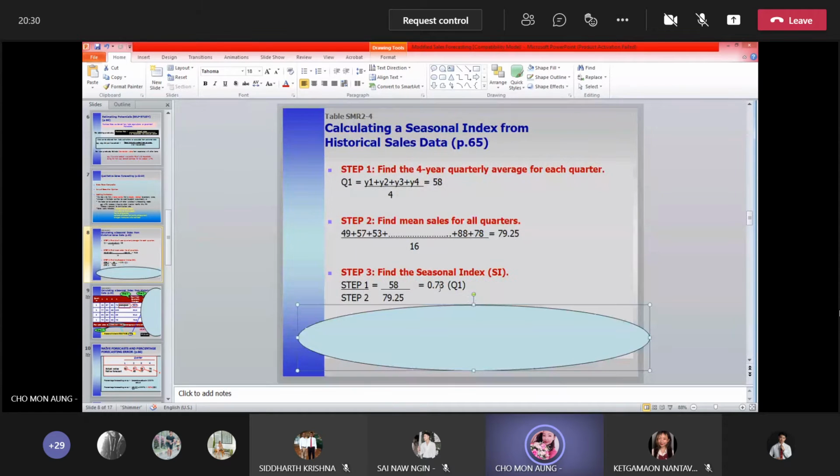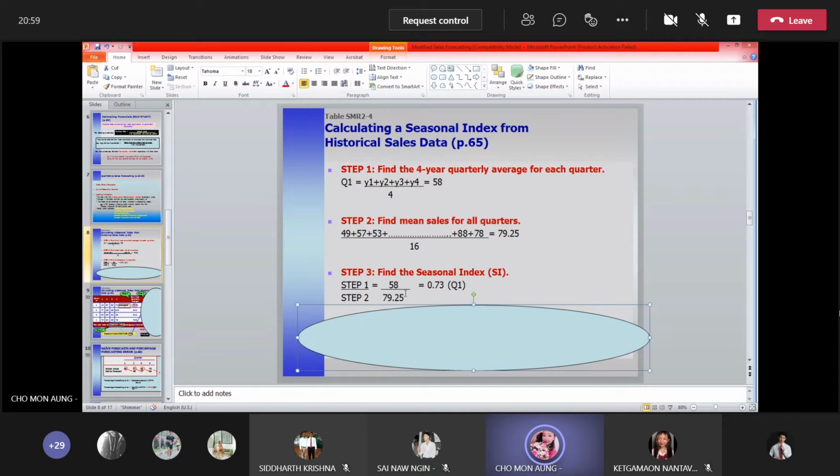Step 3 is finding the seasonal index. To find the seasonal index, we take step 1 divided by step 2, and then we get step 3. So we have the 4-year quarterly average, quarter by quarter, and we have the total overall mean. We divide the quarter-by-quarter average by the total overall mean, and we get the seasonal index.